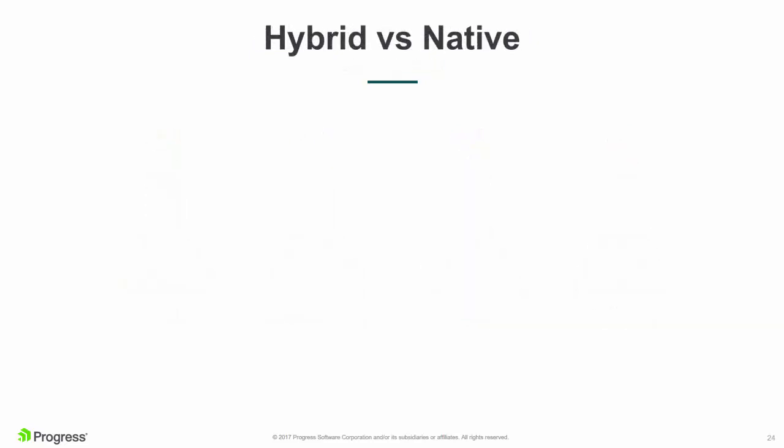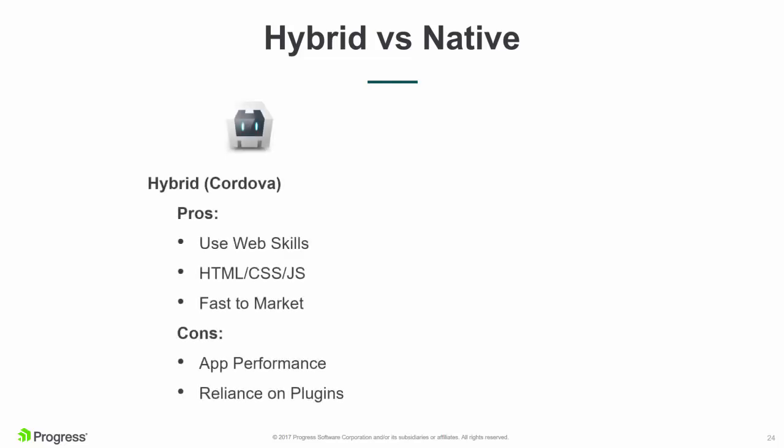So if I can overgeneralize the differences of hybrid versus native, let me start with hybrid. Hybrid lets you use your web skills to create mobile apps. You can quickly get your app to market because you're using those same web skills you've been using for years. There are potential downsides though, like questionable app performance, meaning stuttering animations or slow responses to user actions. You also have to rely on Cordova plugins to access native device features, which means when iOS 12 comes out, for instance, you'll have to wait for plugin developers to catch up.